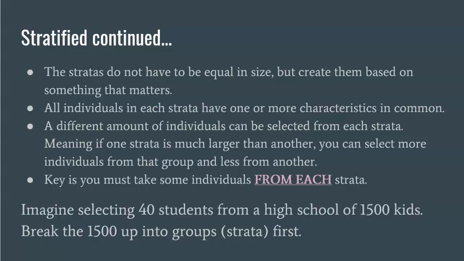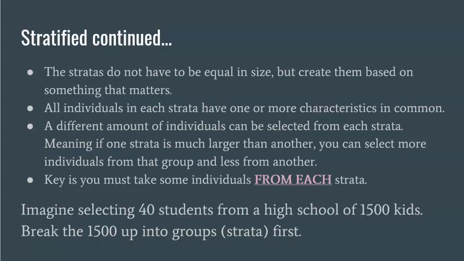Keep in mind that we do want to create our strata based on one or more characteristics they have in common. Like you could do a group of boys with brown hair, another group of girls with brown hair. A different number of individuals can be selected from each stratum. Meaning if one stratum is much larger than another, feel free to take more people from that group. You don't have to take 5 from every group. If there are double the boys, then take more boys to be in your sample. But don't forget, you also still have to go to that girl group and take some girls.